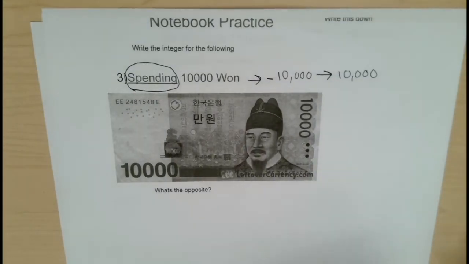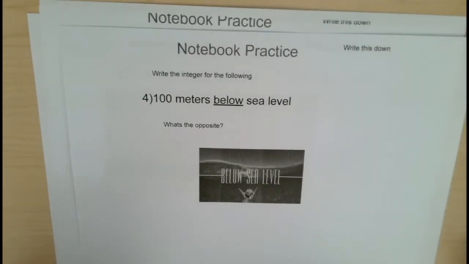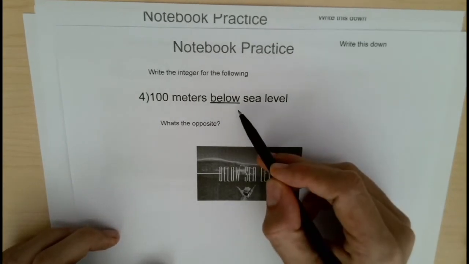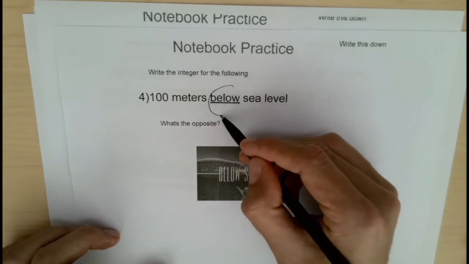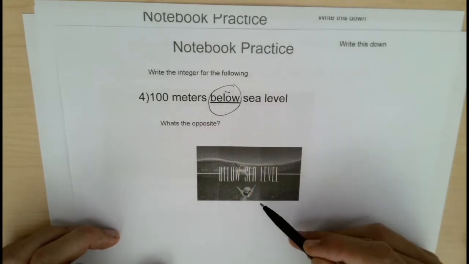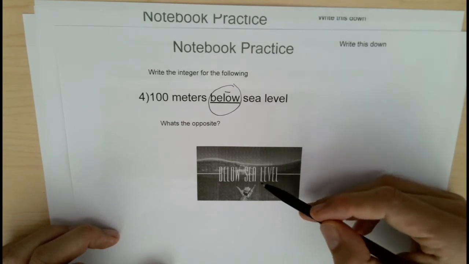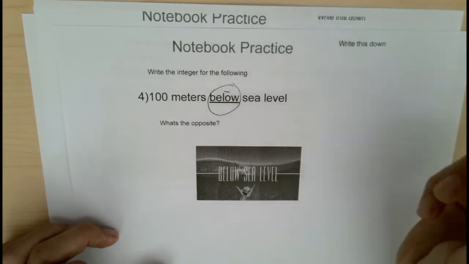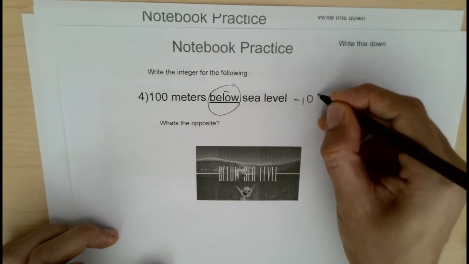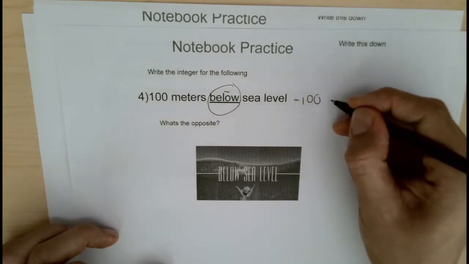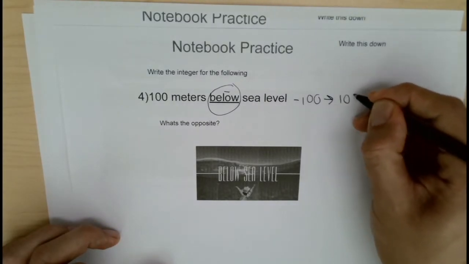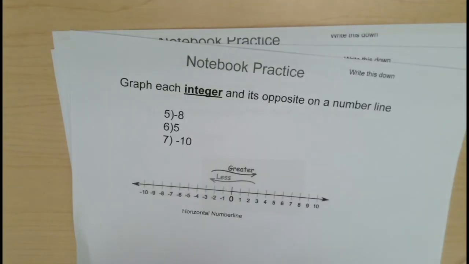Let's go to number 4. Write an integer for the following. 100 meters below sea level. See how I underline below. And if I circle below, and I look at the picture here, I can see that's below sea level. It's below the water. It's under the water. So it's minus 100. What's the opposite of minus 100? 100. Number 5. Graph each integer and its opposite on a number line.